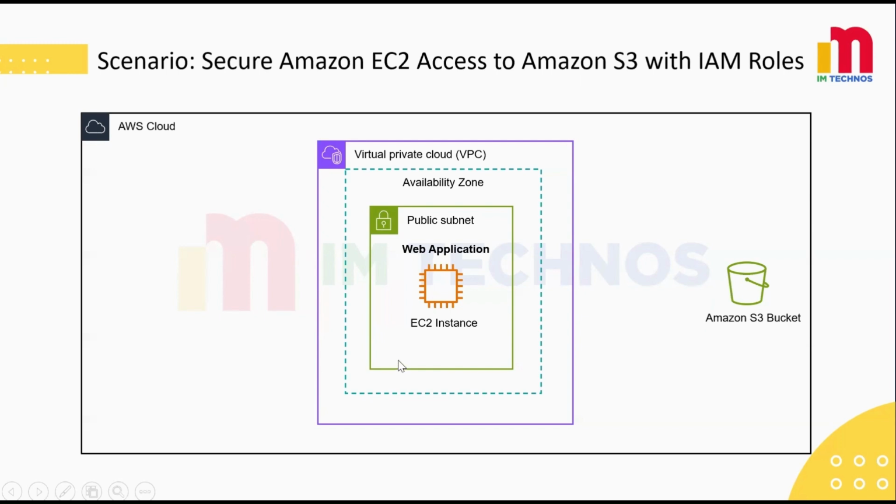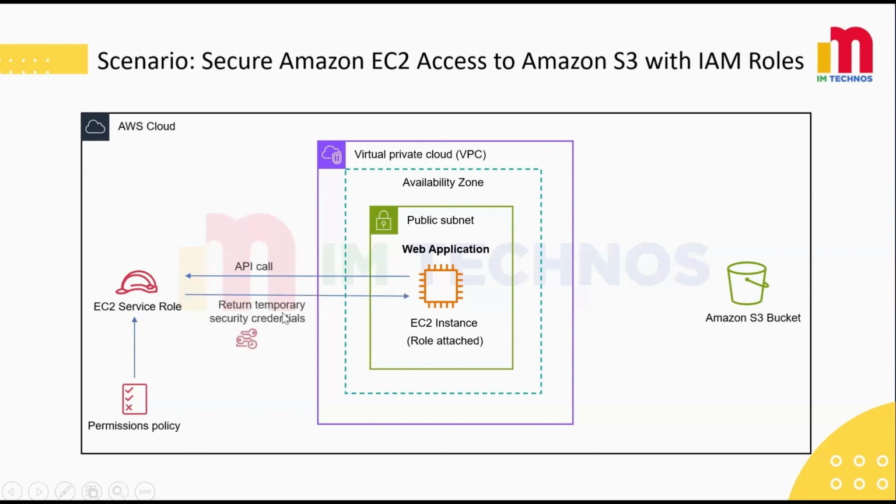Instead of using permanent credentials, you assign a role to your Amazon EC2 instance. The IAM role has a trust policy that allows the EC2 instance to assume the role, and a permissions policy that grants access to S3. So when the EC2 instance needs to access S3, it internally makes an API call to the IAM role, which returns the temporary security credentials. Using these credentials, the EC2 instance then makes the request to Amazon S3.